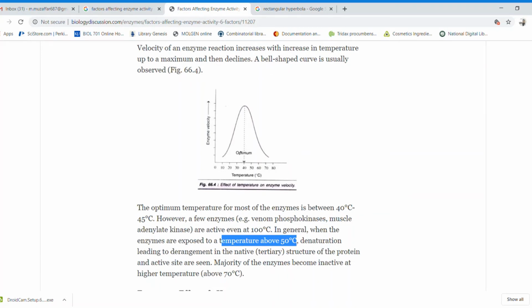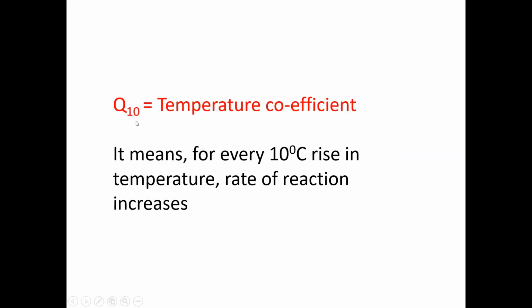And one more thing you need to remember is Q10. Q10 means temperature coefficient. What it means is, for every 10 degrees rise in temperature, the rate of reaction increases. Which means for every 10 degrees increase in the temperature, the speed of the reaction of an enzyme increases. And the optimum value is 2. The Q10 value, if it is 2, it is the optimum value, which is between 0 to 45 degrees centigrade.